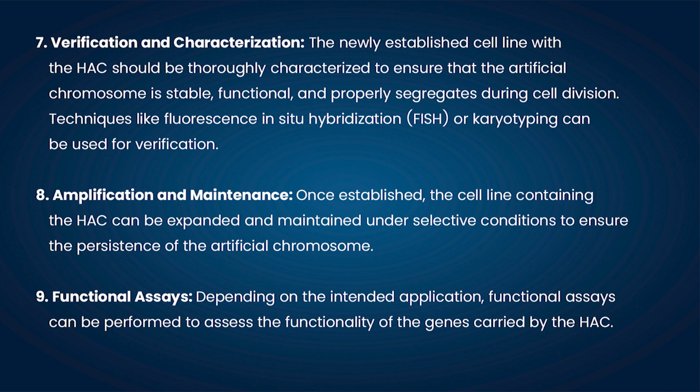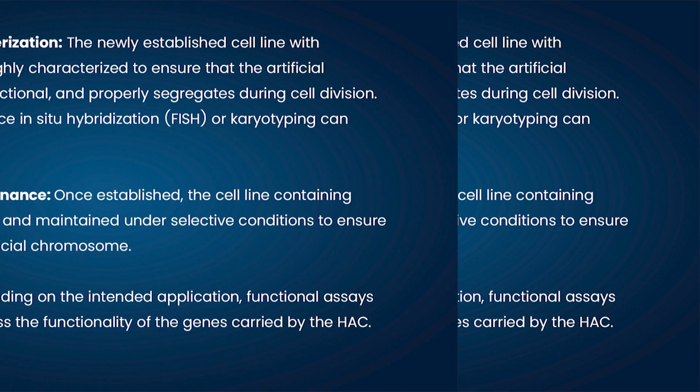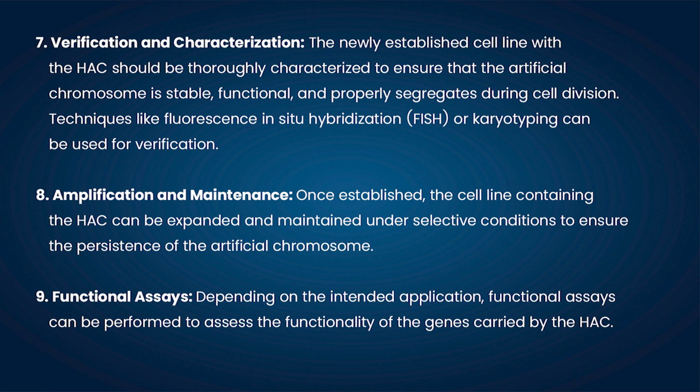The next step is verification and characterization. The newly established cell line with the HAC should be thoroughly characterized to ensure that the artificial chromosome is stable, functional and properly segregates during cell division. Techniques like fluorescence in situ hybridization, FISH, or karyotyping can be used for the verification in this step.